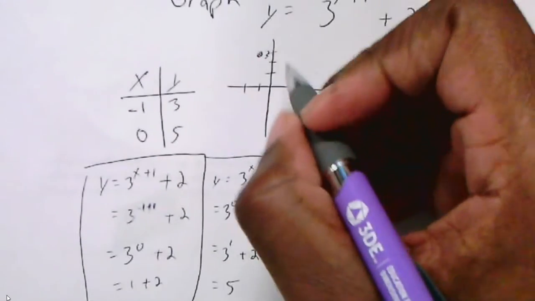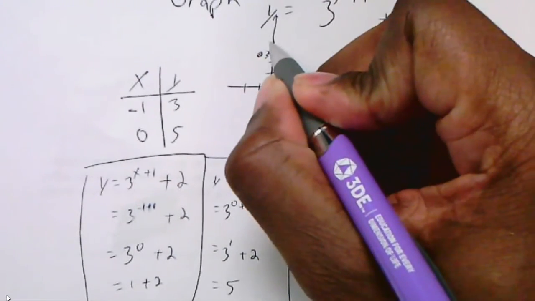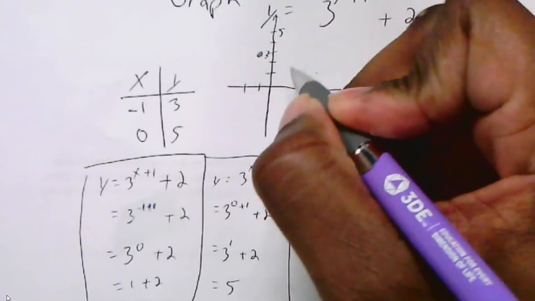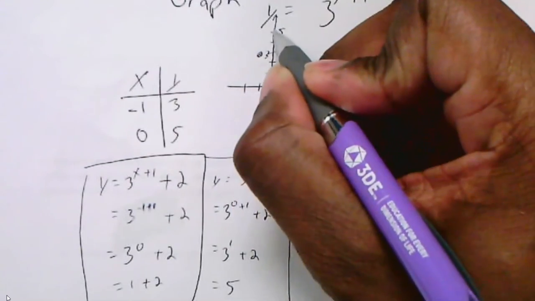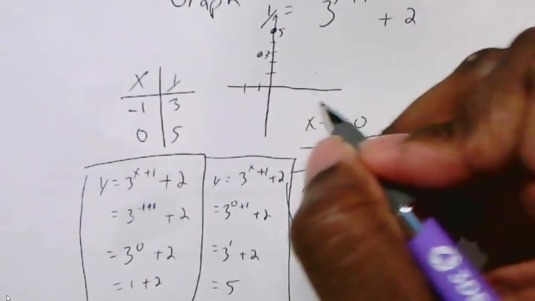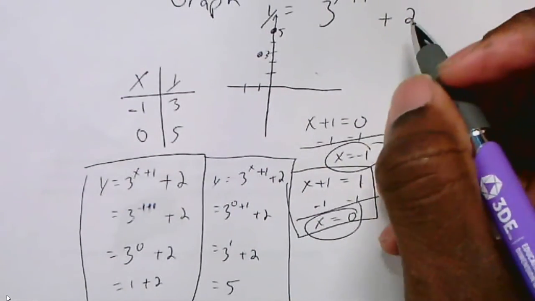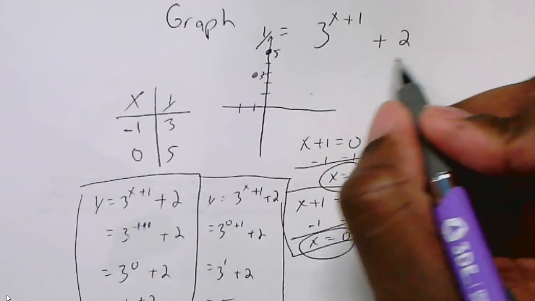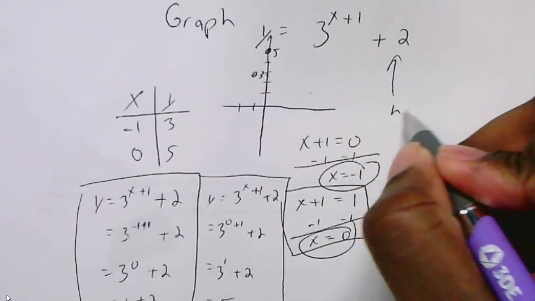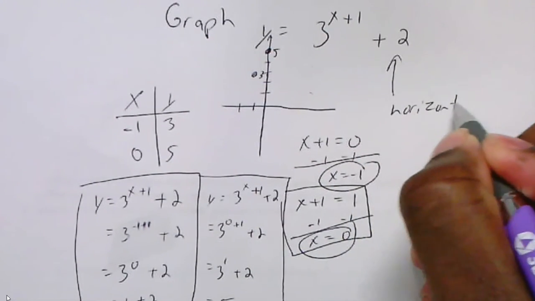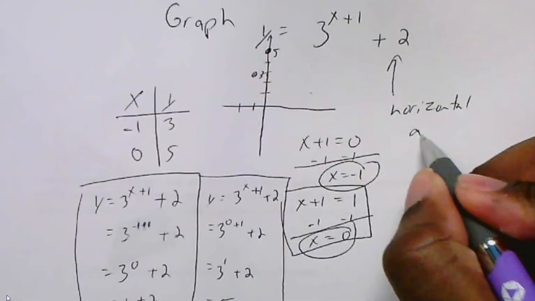The other point will be at 0, 5. So let me make this go up a little higher. This would be 5. So 0, 5 would be this point. Now, find my horizontal asymptote. In this case, my horizontal asymptote's here. This is my horizontal asymptote, and it's 2.